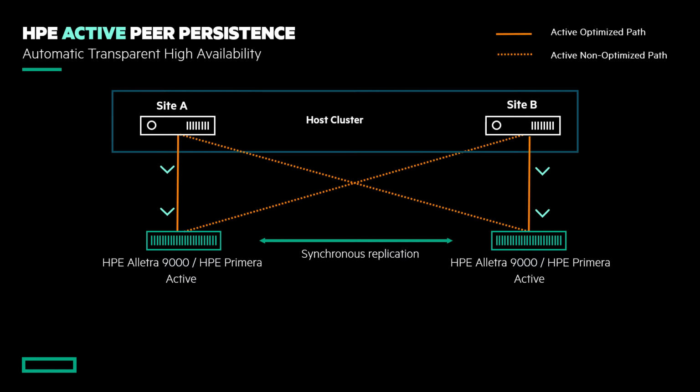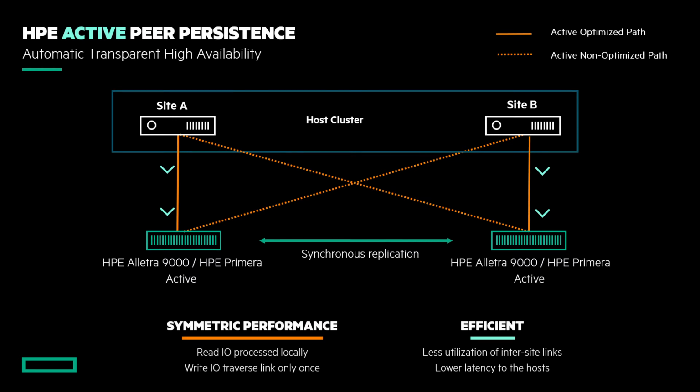And for writes, the array software has the intelligence to maintain the write order fidelity. The end result is significantly lower latency to the hosts and less utilization of the inter-site links. Active peer persistence is available for HPE Alletra 9000 and Primera storage arrays, where any model of either type may replicate to any other model.